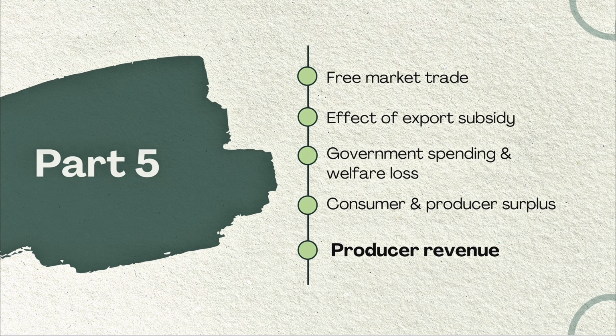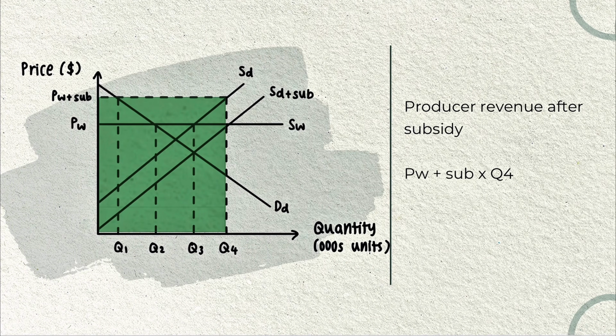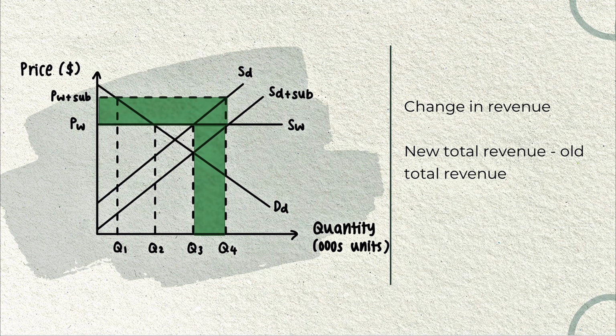Lastly, we look at the producer revenue before and after the export subsidy. This is the producer revenue before the subsidy, which is PW multiplied by Q3. And as you can see, the revenue increases drastically after the subsidy to PW plus sub multiplied by Q4. And this is the change in revenue, which can be calculated with the new total revenue minus the old total revenue.